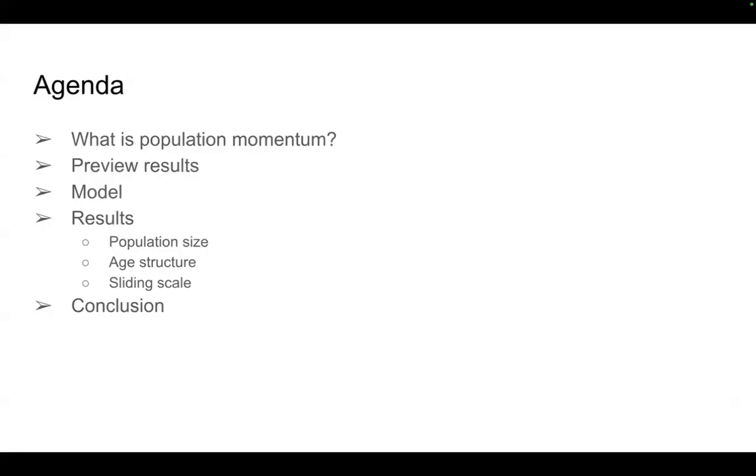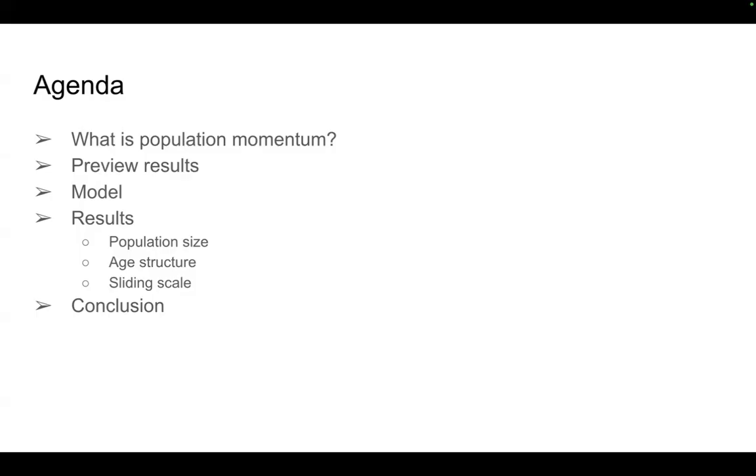Then I'm going to preview the results for a little bit. Afterward, I'm going to talk about the model. That includes the analytic, formal model, and then there's also a simulation component. In the results section, I'm going to show how those agree with each other, which we're quite happy about. We're going to be looking at population size, which is the focus of population momentum, but then also age structure, because not just population size matters, as we all know.